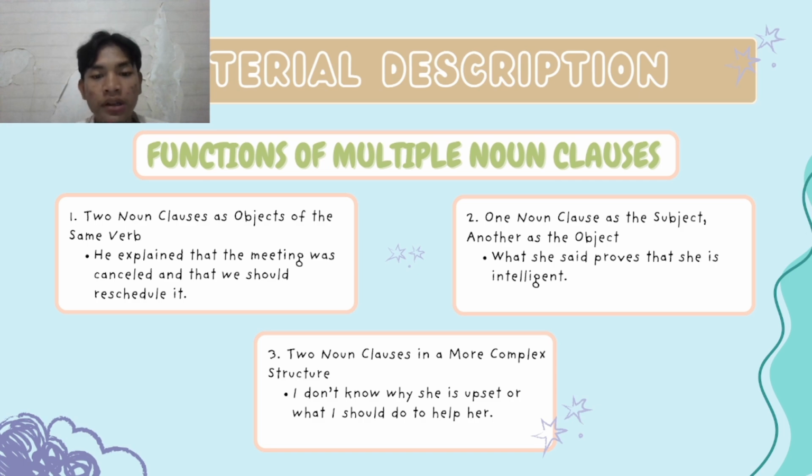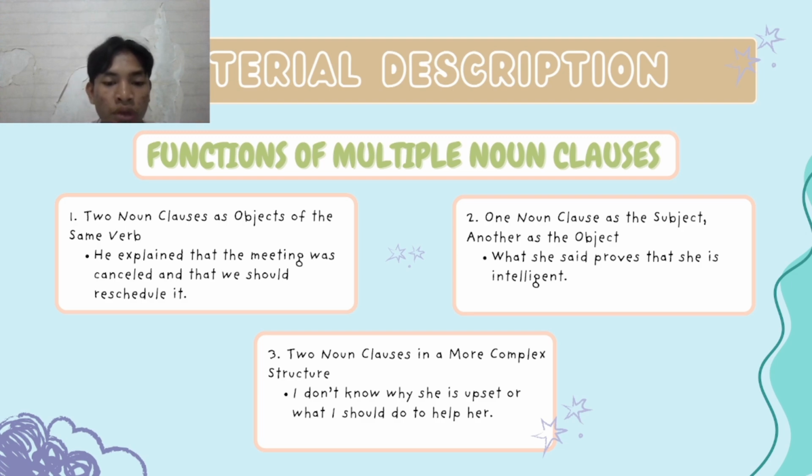One noun clause as subject, another as object or complement. This is the pattern where one noun clause functions as the subject and the second as the object or complement. For example: What she said proves that she is intelligent. "What she said" is the subject, "that she is intelligent" is the object. Formula is noun clause plus verb plus noun clause.